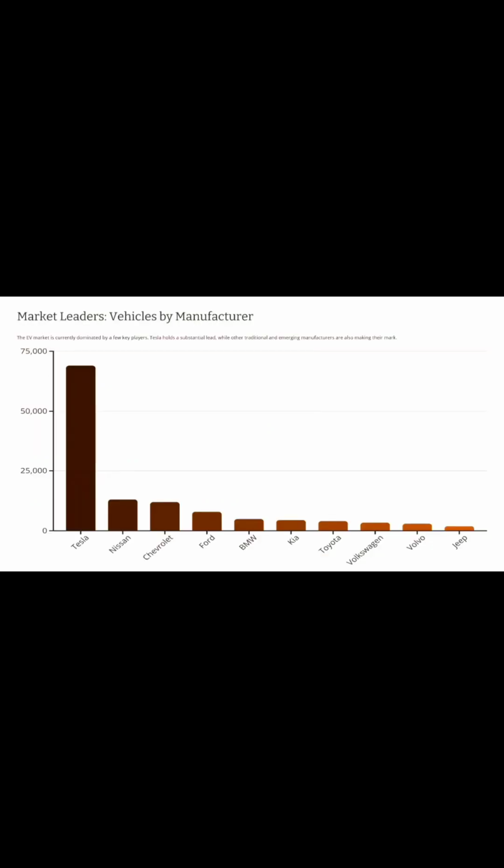The market leaders: the manufacturers of electric vehicles. There are a few key players which hold the lead. First one, Tesla, with 65,000 plus in a single year. Whereas in second place, Nissan, Ford, and BMW with less than 25,000.